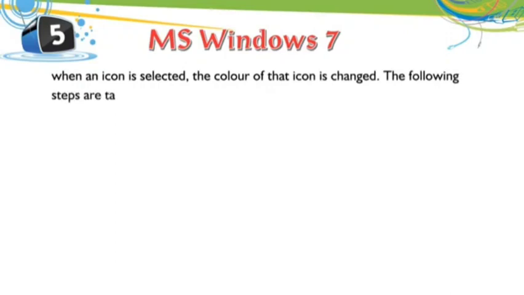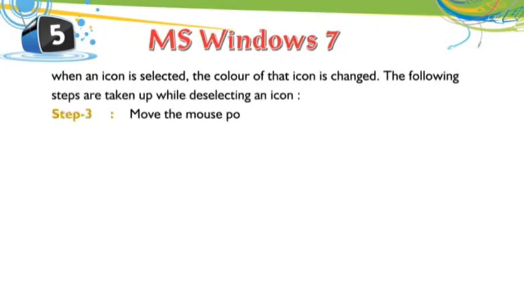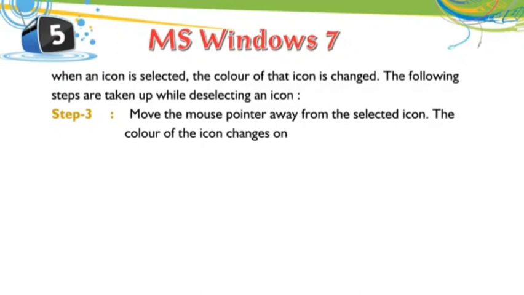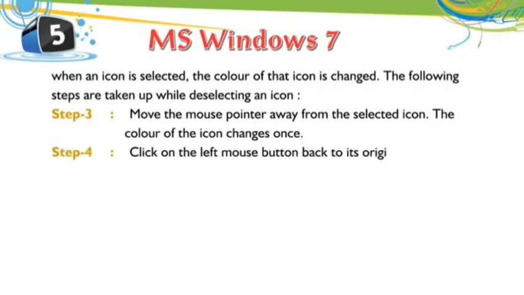When an icon is selected, the color of that icon is changed. The following steps are taken while deselecting an icon. Step 3. Move the mouse pointer away from the selected icon. The color of the icon changes once. Step 4. Click on the left mouse button. The icon goes back to its original color, indicating that the icon has been deselected.